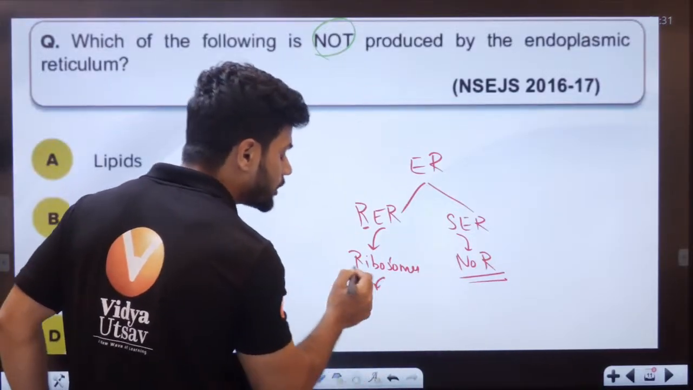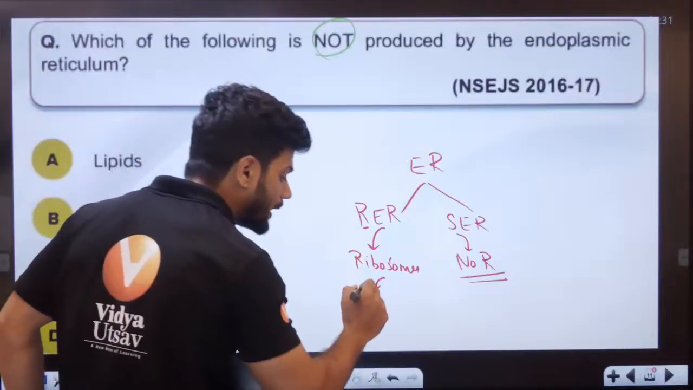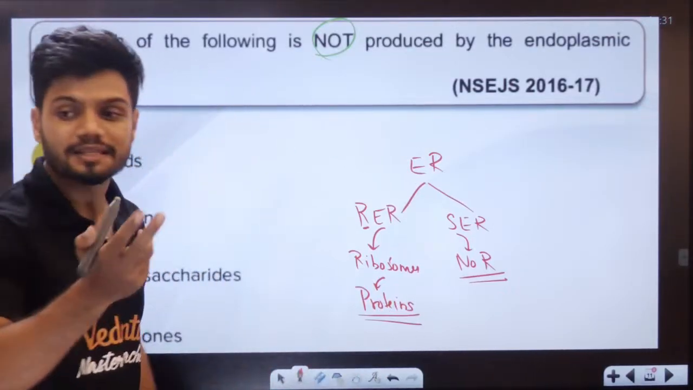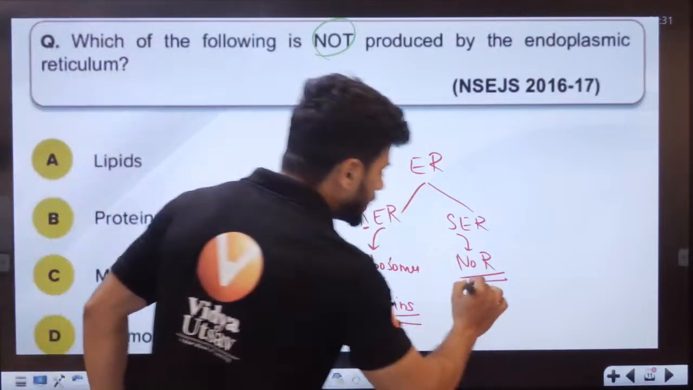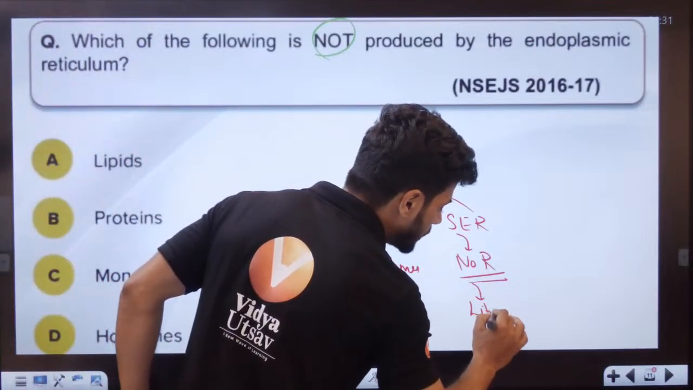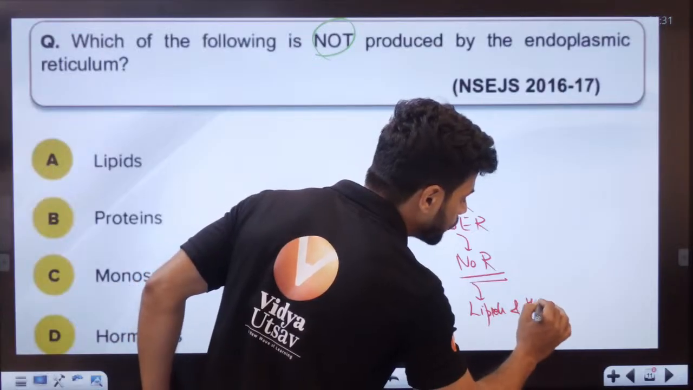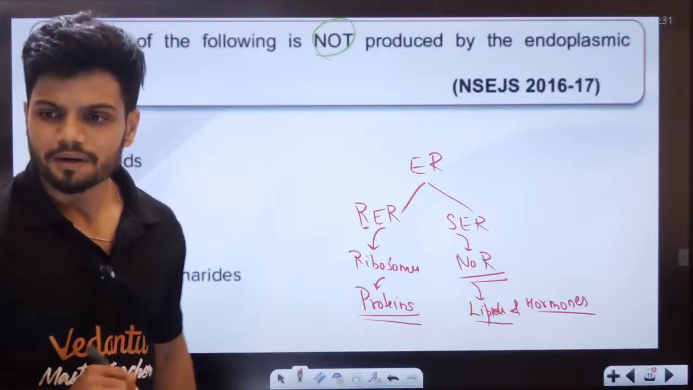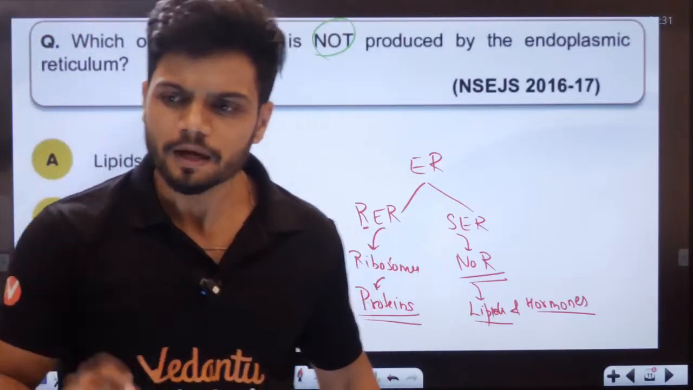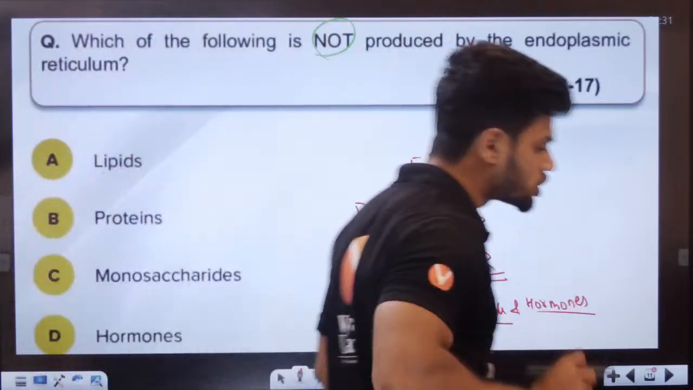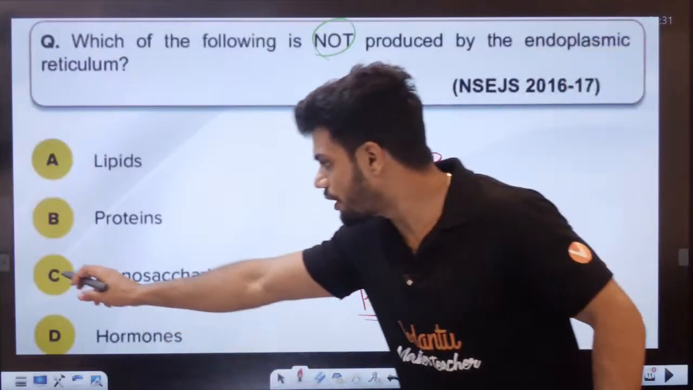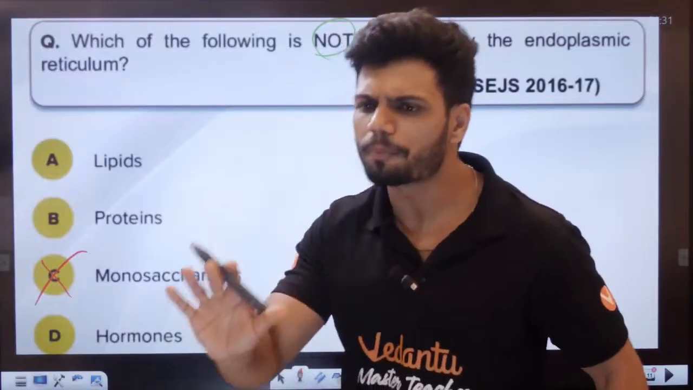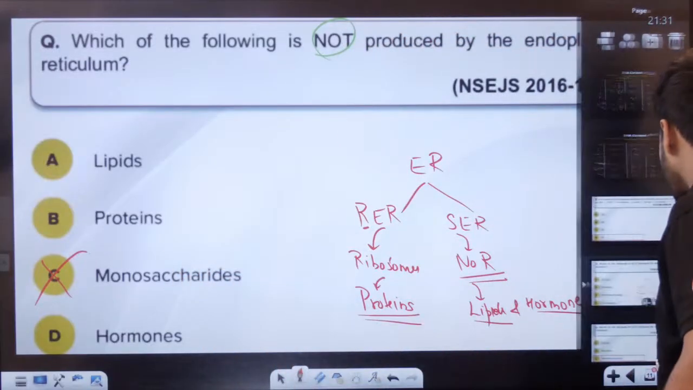Since we have ribosomes in the rough ER, it can produce proteins. The smooth ER mainly produces lipids and hormones. But do you see anywhere glucose production? Do you see anywhere carbohydrate production? No, we do not. Carbohydrates are not produced by your ER. So option number C is the right answer.